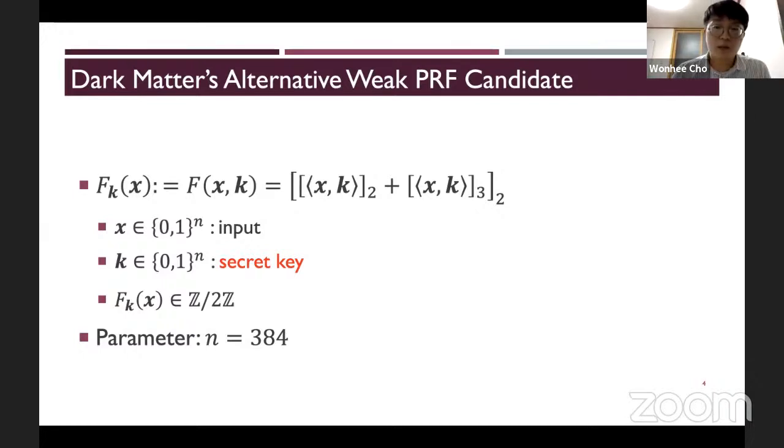The alternative weak PRF candidate is defined as follows. The secret key is an n-bit vector which is chosen uniformly at random, and the input x is also n-bit. They compute the inner product of the input and the secret key for different moduli, and then finally take the sum of them modulo 2. This is a very simple construction, and they suggest the dimension n is 384, which comes from the PKW attack.